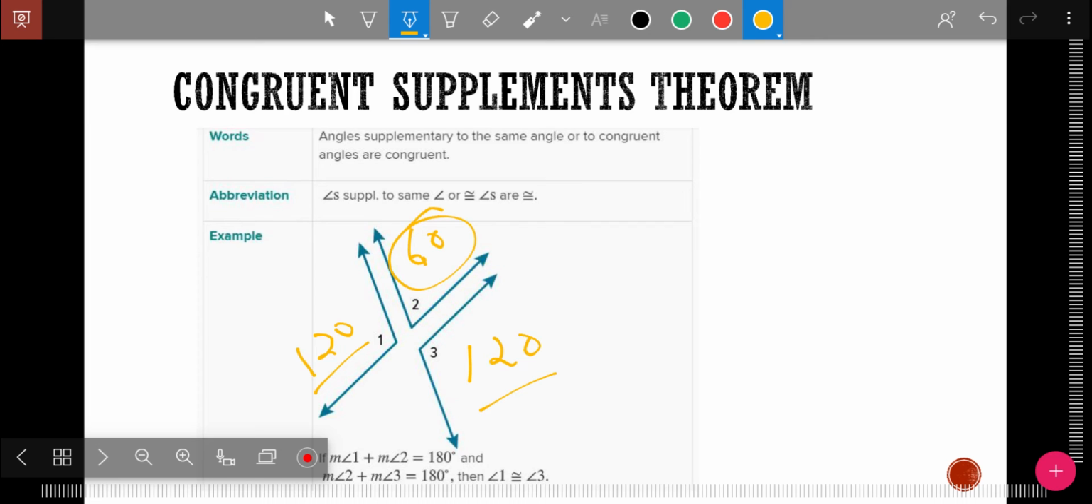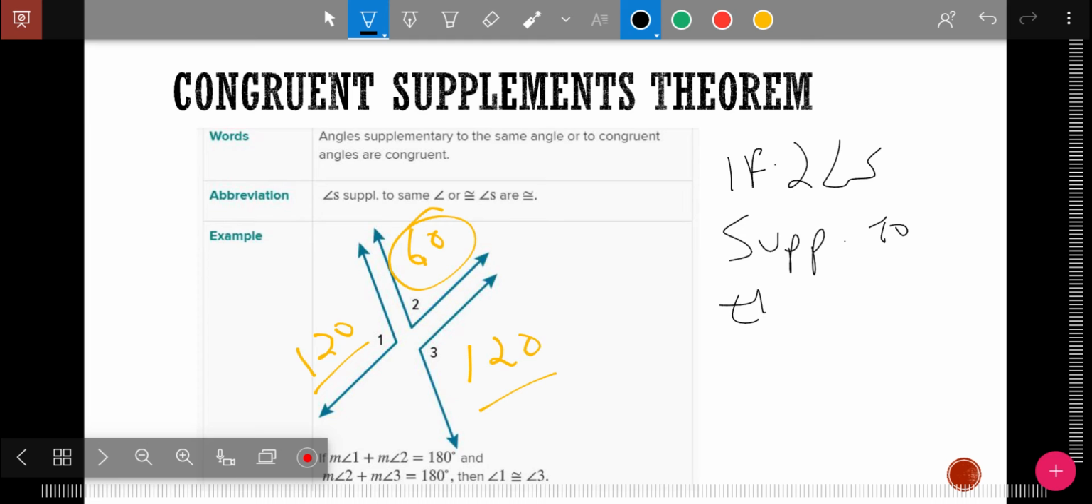That would be the whole proof here, or the congruent, the definition. If two angles are supplementary to the same angle, then they are congruent.